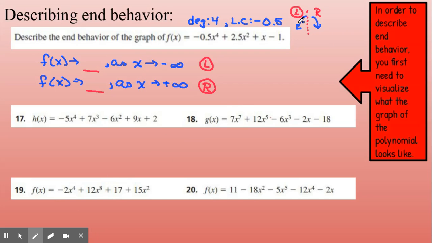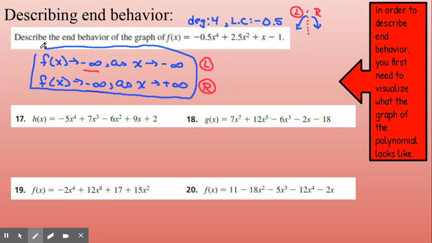On the left-hand side, the arrow is going down, so that is negative infinity. On the right-hand side, the arrow is also going down, negative infinity. Okay, and that's all there is to it. That is your end behavior of the function negative 0.5x to the fourth, and so on. Again, you only are concerned about the degree, the leading coefficient, and a general idea of what the graph looks like. You don't have to actually plot anything.